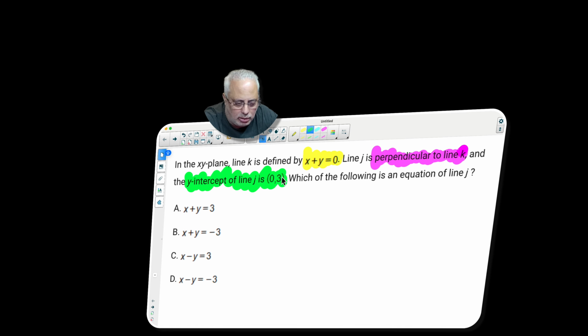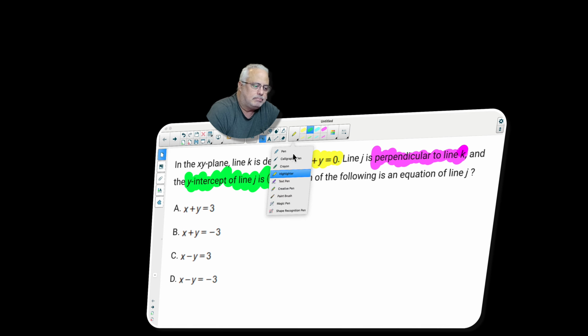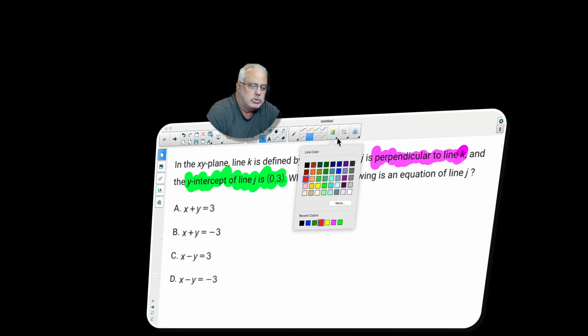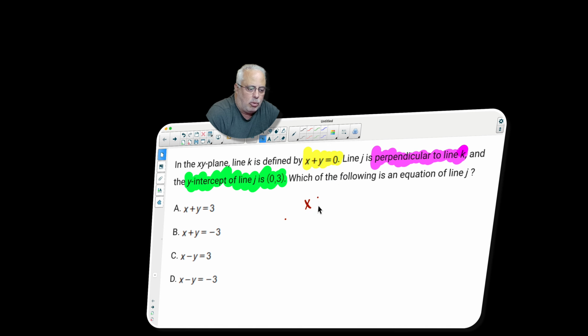If two lines are perpendicular, it's because the product of their slopes is equal to -1, or the slope of one line is the opposite reciprocal of the other line. Basically, in terms of arithmetic, the product of the two slopes, the two rates of change, is equal to -1. So what I do first, I'm going to pick the yellow line, which is line K, right here, and I want to find the slope. The slope of this line is -1, just -1.